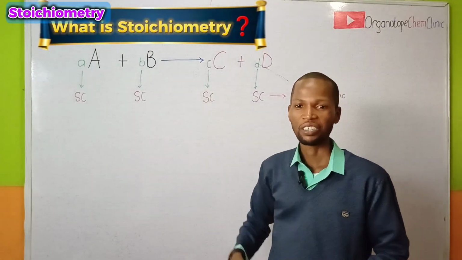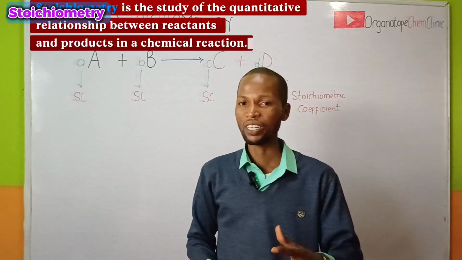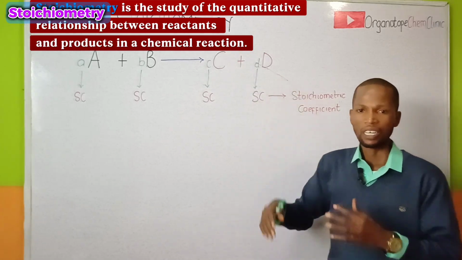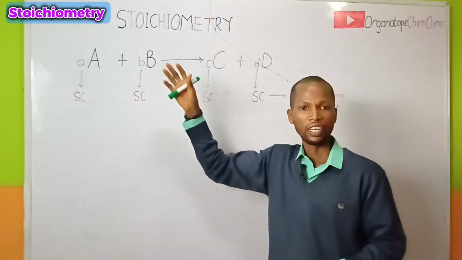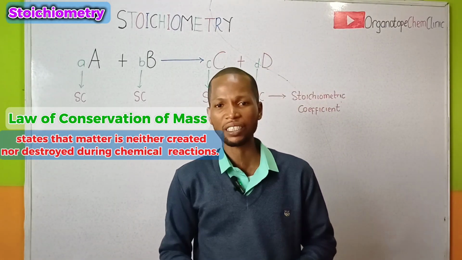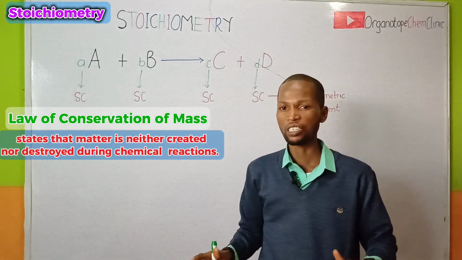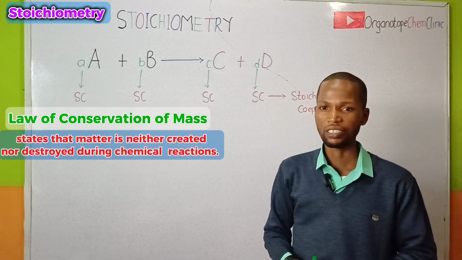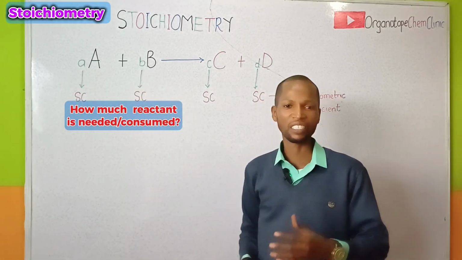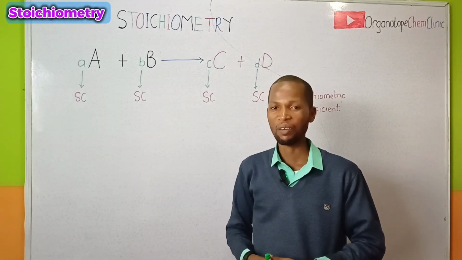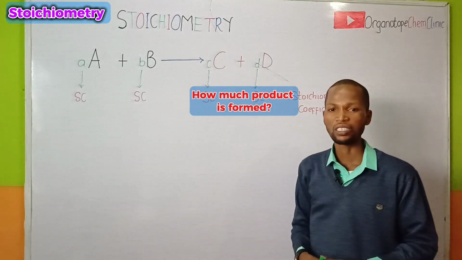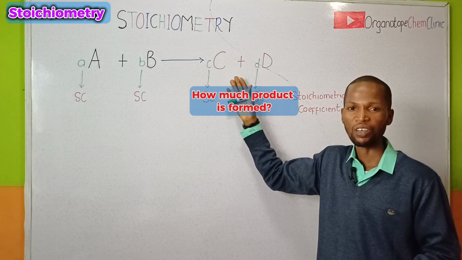What is stoichiometry? Stoichiometry is the study of the quantitative relationship between the reactants and the products in a chemical reaction. It relies on the law of conservation of mass, which states that matter is neither created nor destroyed during a chemical reaction. Stoichiometry answers questions like how much reactant is needed or consumed during a chemical reaction, and how much product is formed.